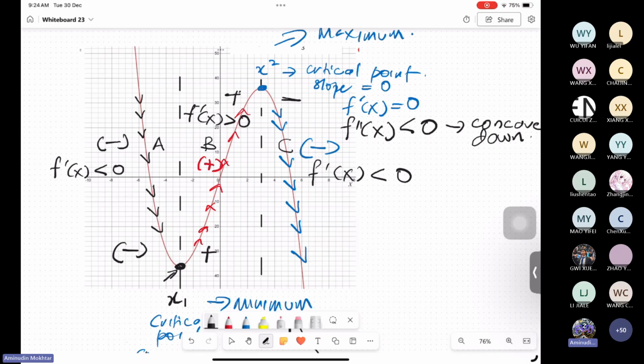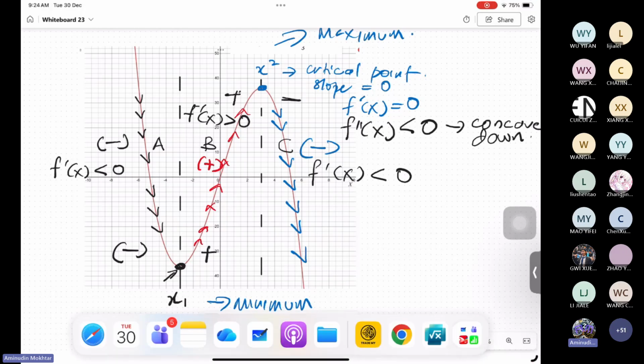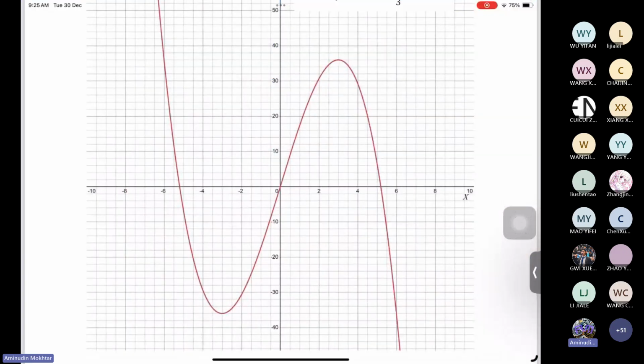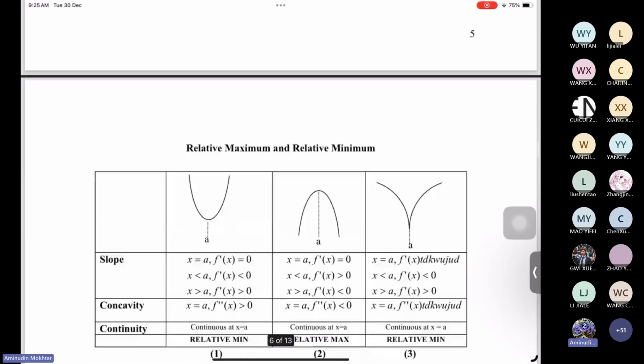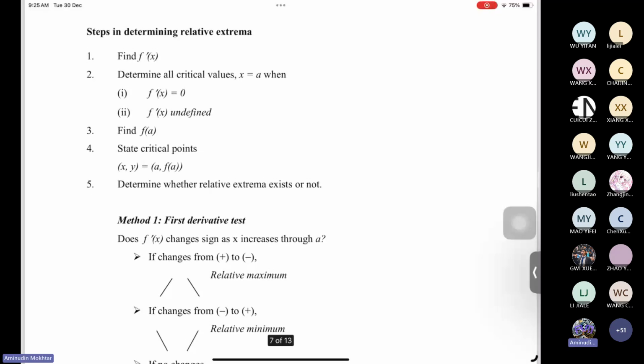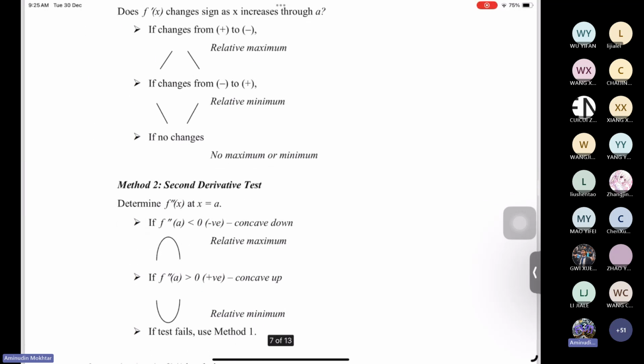That's how to apply the first derivative and second derivative in terms of maximum and minimum, relative maximum or relative minimum. Okay. For detail, you can refer to page 7. Page 7, steps in determining the relative extrema, the relative points, by using the first derivative and the second derivative.